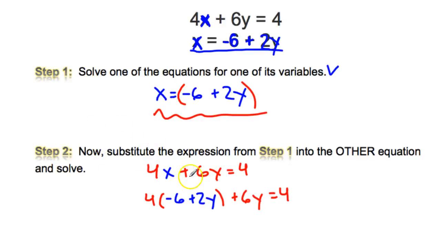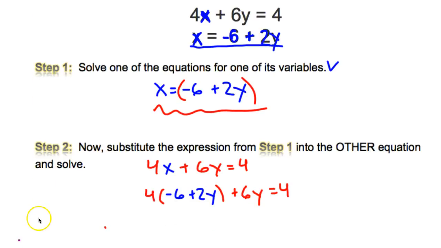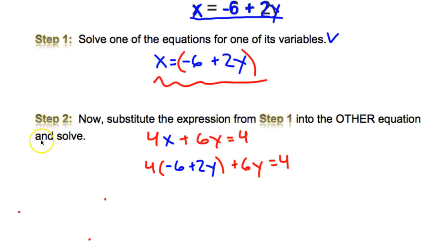So it can be a little tricky, but all I did, instead of using this x, I wrote what x is equal to, which is -6 plus 2y. Now I need to solve, right? This part right here says and solve. So let me solve this equation. I'm going to use the distributive property. I'm going to write this again just so it's clear. We got 4 times -6 plus 2y plus 6y equals 4.